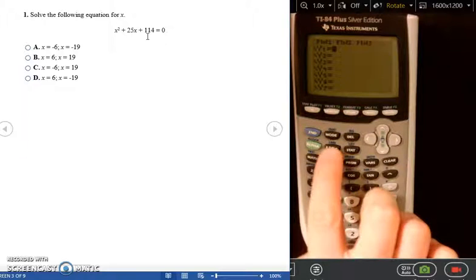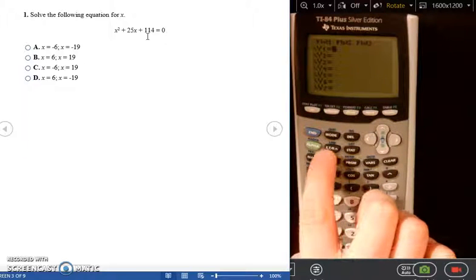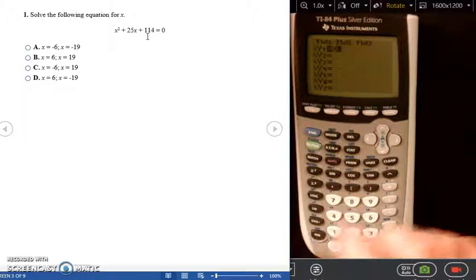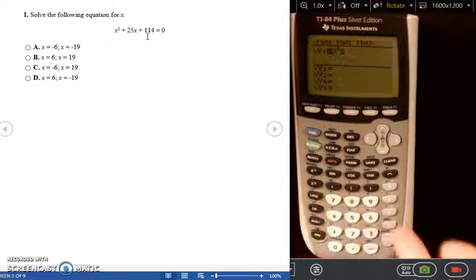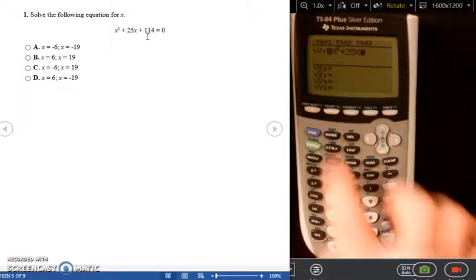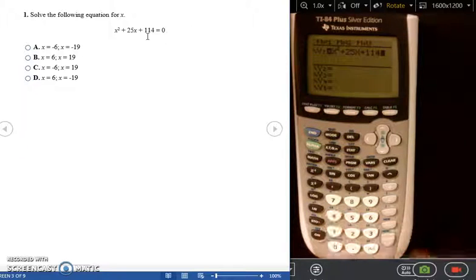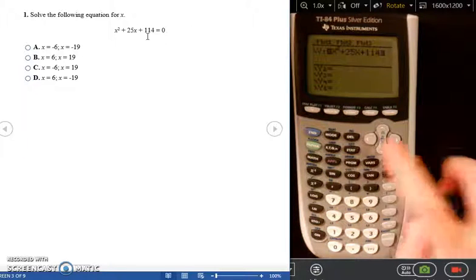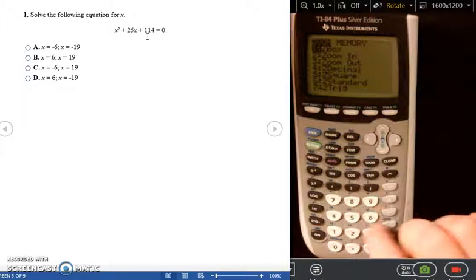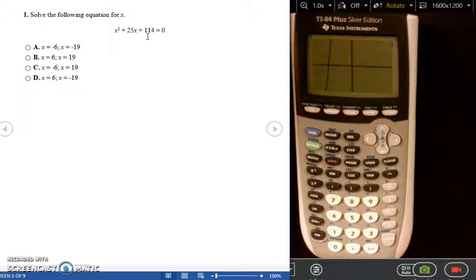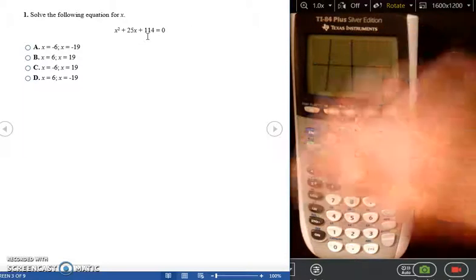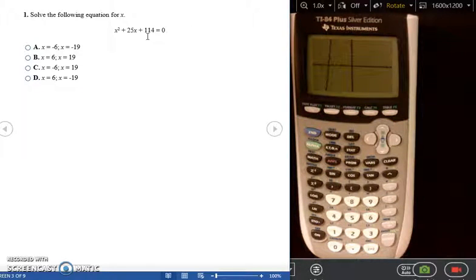The x button is right here beside alpha. You'll see the x at the beginning. I press it once to get x. And then squared plus 25x plus 114. And then I'm going to press zoom standard just in case I've messed with the window at all, and that way I know that the x and y axis are going from -10 to +10.